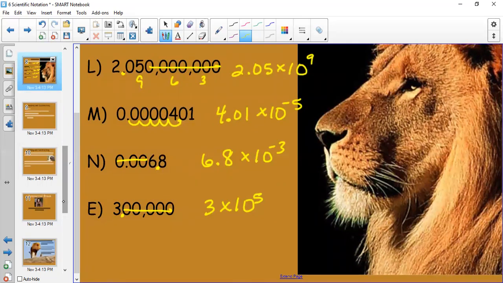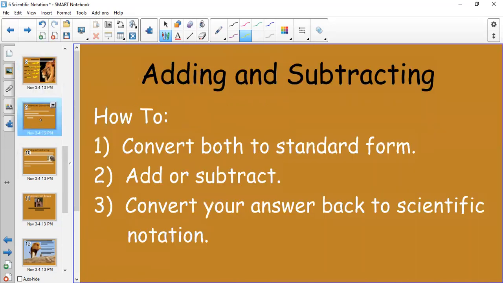Okay, so now that we kind of understand what it was, we've got a refresher, we're going to start adding and subtracting as well as multiplying and dividing. Okay, so let's start with adding and subtracting. In my opinion, this is the toughest operation to do. So here are the steps we're going to follow. Step one, we are going to make both numbers into standard form. So in other words, we're going to make them look like a normal number. Then we're going to add or subtract them. Important part is to line up your decimals.